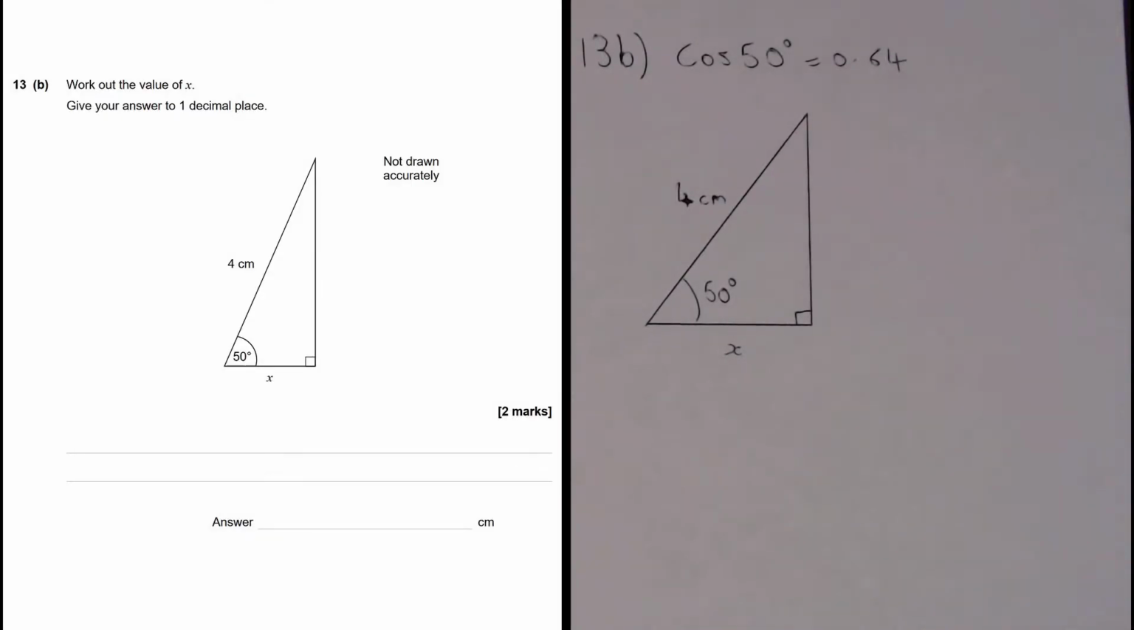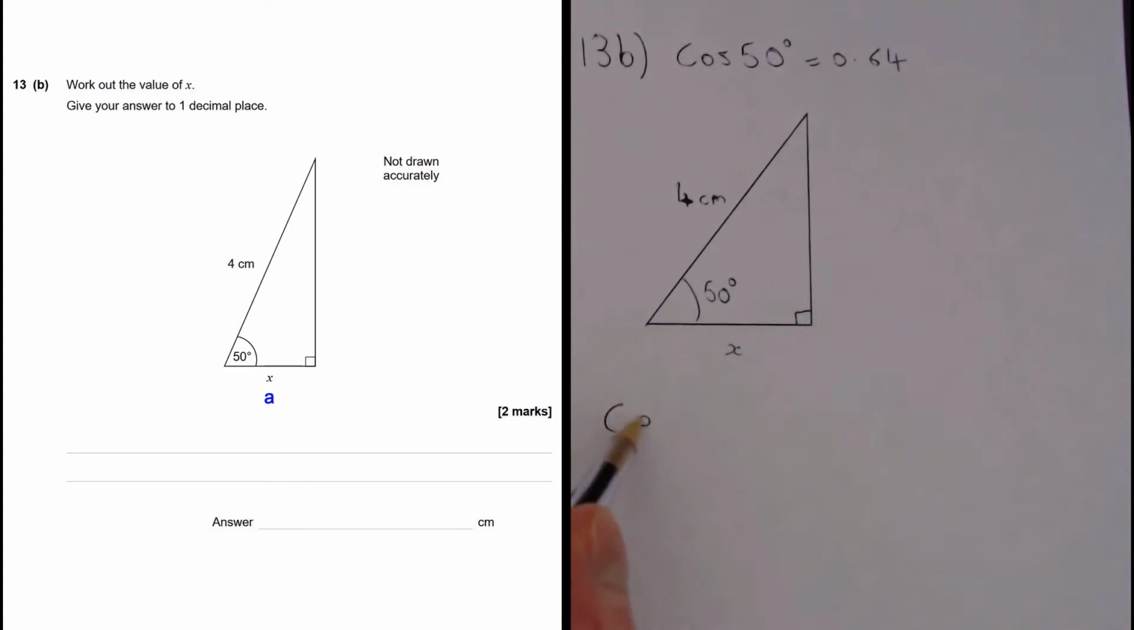In part B, we are given another triangle and we are asked to work out the value of x, and we need to give our answer to 1 decimal place. Now notice that we have a right-angled triangle, we are given the hypotenuse, and we need to find the adjacent to the angle, which is x. Notice that the angle in this triangle is 50 degrees. Now we know from the previous part that cosine of 50 is 0.64. So let's use that to work out x.